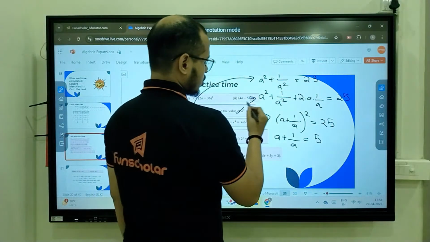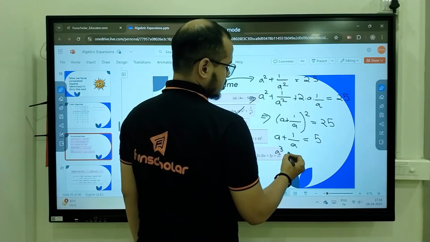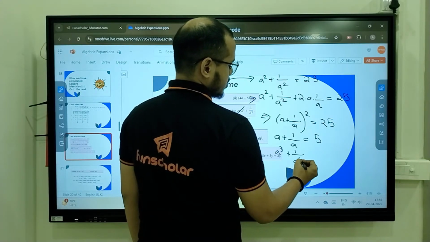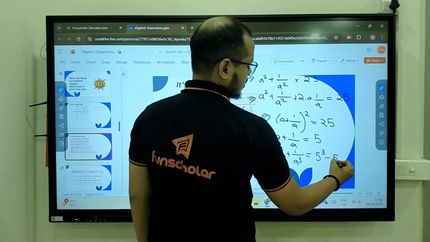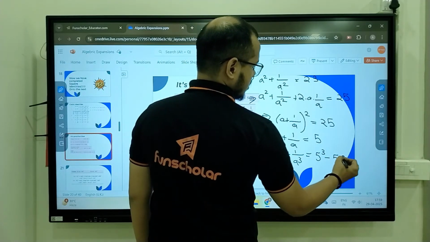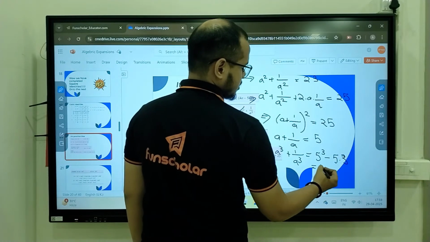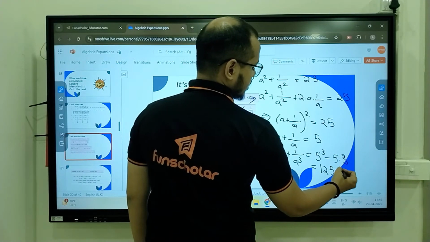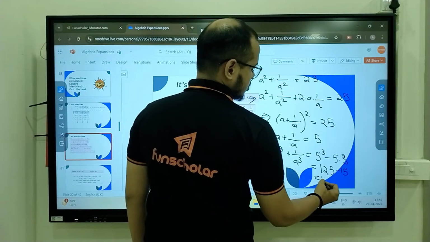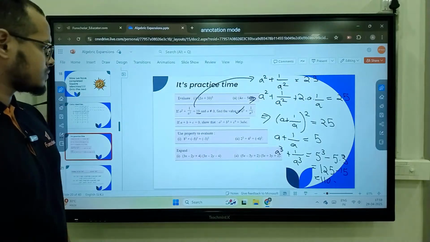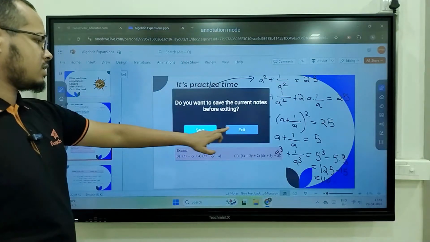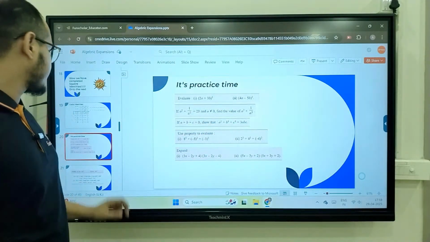Now I have got a plus 1 by a is equal to 5. Directly we know the formula for a cube. So a cube plus 1 by a cube is going to be 5 cube minus 5 into 3. That is 125 minus 15. The answer is going to be 110. I think this portion is done.